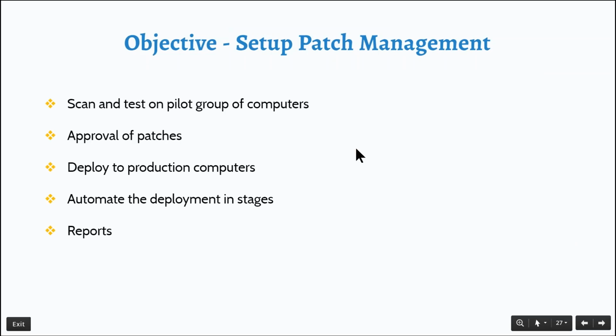To explain the patch module in a better way, I've taken an objective, which is setting up patch management. Here are the enterprise-level best practices for setting up patch management. We will see how to scan the machines and test patches in a non-production environment. Once the testing is done, let's see how to approve the tested patches. After approval, we can see how to deploy the patches to the production environment.